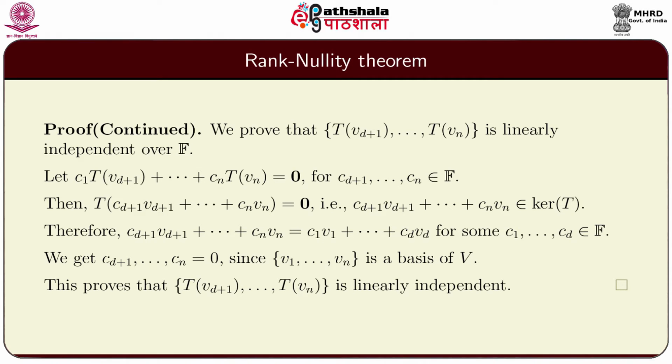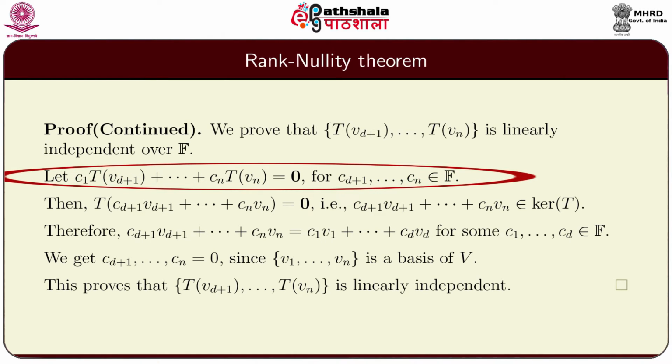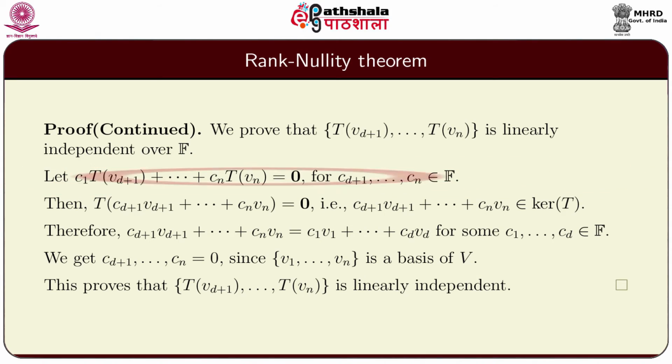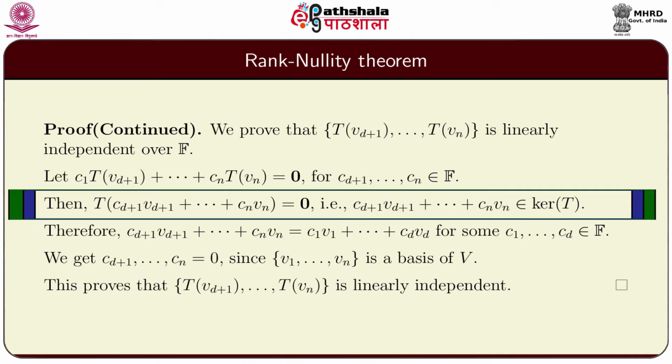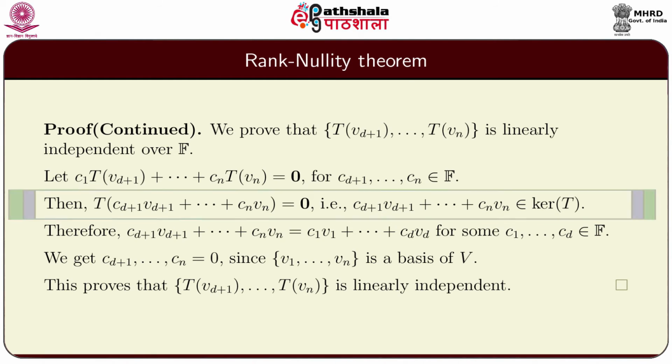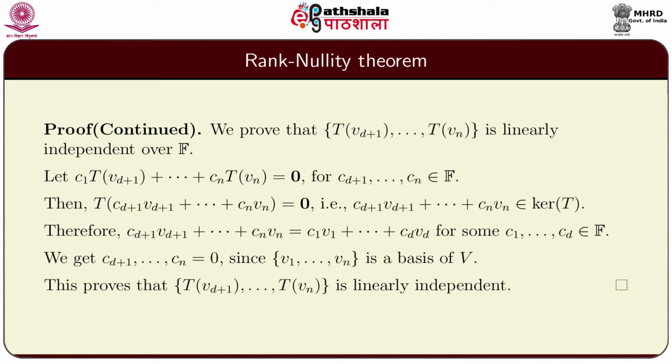So, let us start with a linear combination of these vectors, c(d+1) T v(d+1) and so on up to cn T vn, equal to the 0 vector, where c(d+1) and so on up to cn are elements in F. By linearity of T, we can write T of c(d+1) v(d+1) and so on plus cn vn is equal to 0. That is, the vector c(d+1) v(d+1) and so on plus cn vn belongs to the kernel of T.